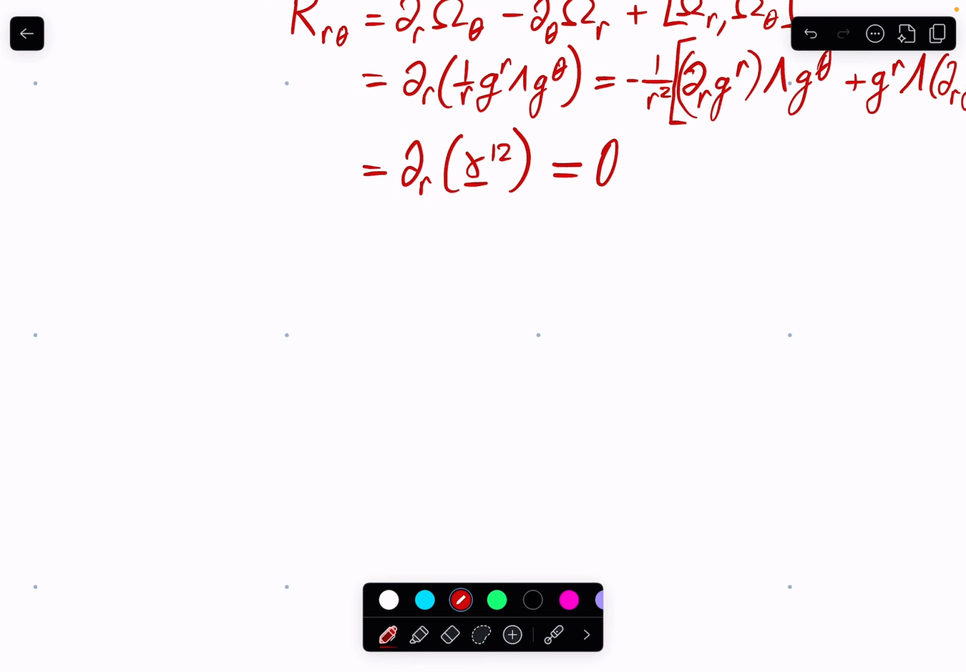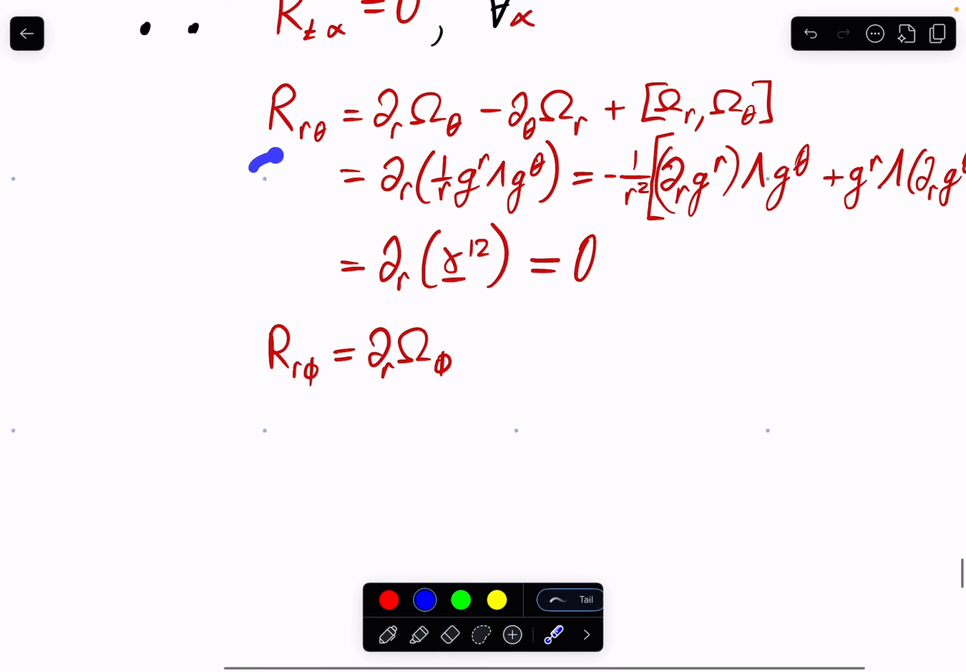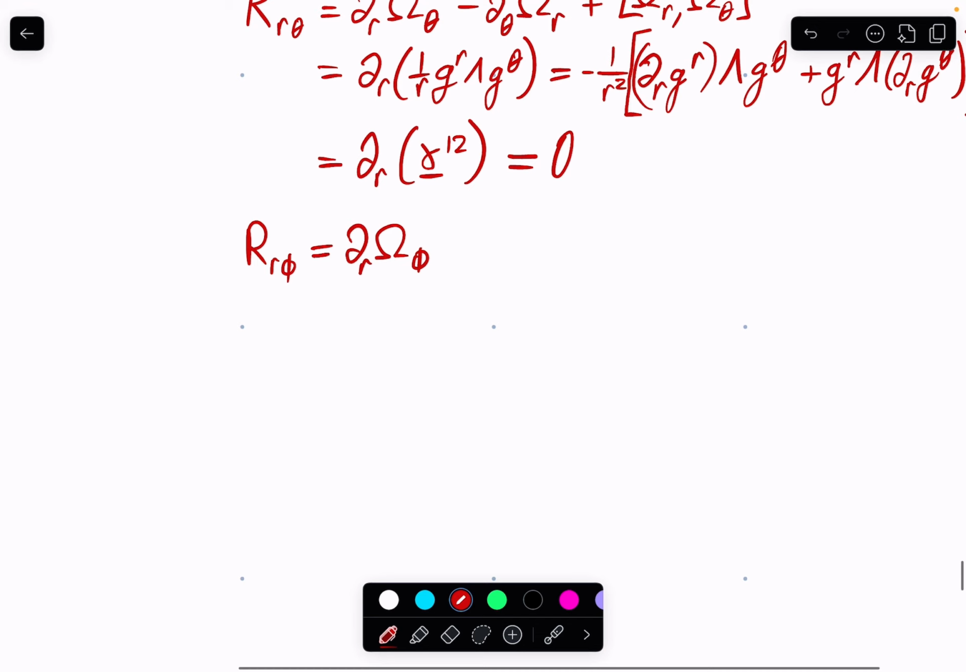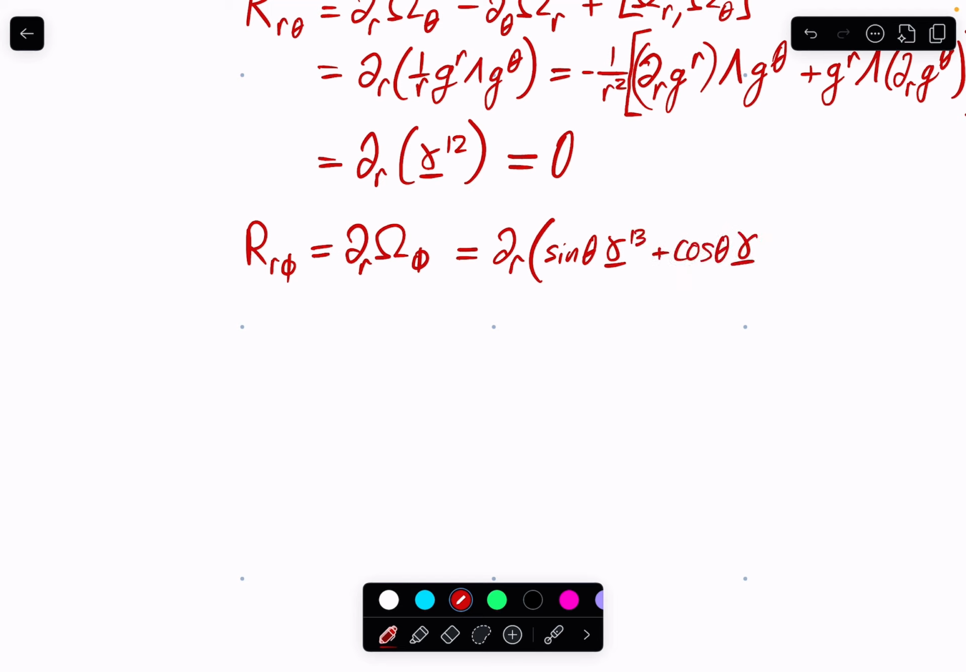So then we also have R r phi, and that's going to be partial r omega phi, and the other terms disappear for the exact same reason that they disappear here. So we have that, and that's just going to be dr using the tetrad sine theta gamma bar 1 3 plus cosine theta gamma bar 2 3, and this is just 0.